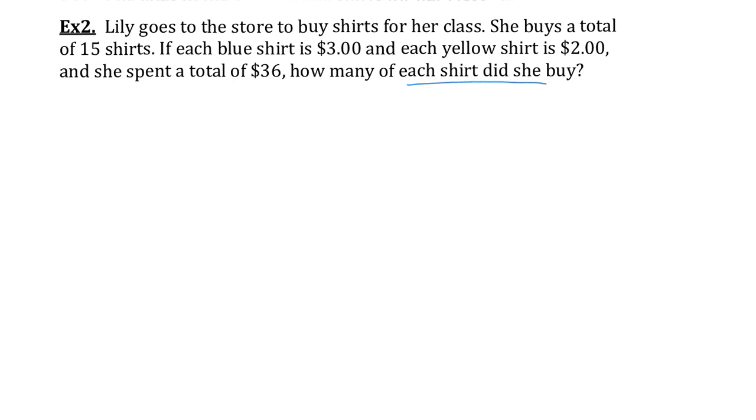Okay, so this has something to do with the shirts. What kind of shirts are there? Right, there's a blue shirt and a yellow shirt. So pick a letter for the blue shirts. B is the number of blue shirts that she bought. What's the other one? Yellow. Let's do Y.